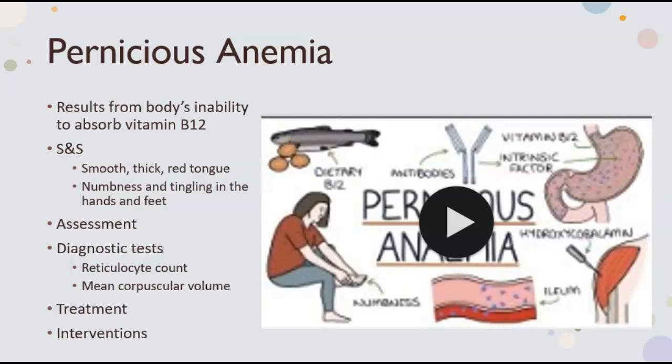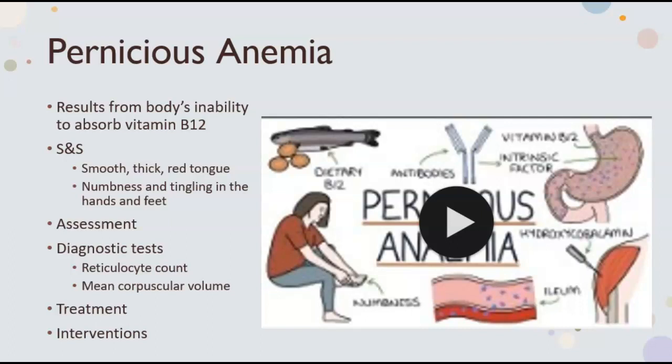Maybe possibly bone marrow aspiration, and then a gastric analysis. So basically this is taking some gastric juices and looking at them to see if there's intrinsic factor in it. And if it's absent of intrinsic factor, then that means they have pernicious anemia. And when we watch this video in a few minutes, that will explain the intrinsic factor and stuff.